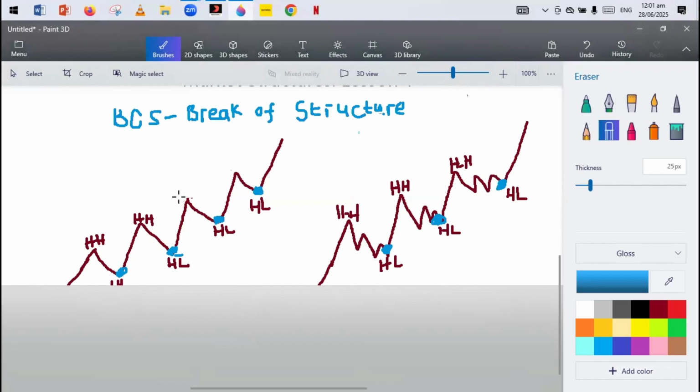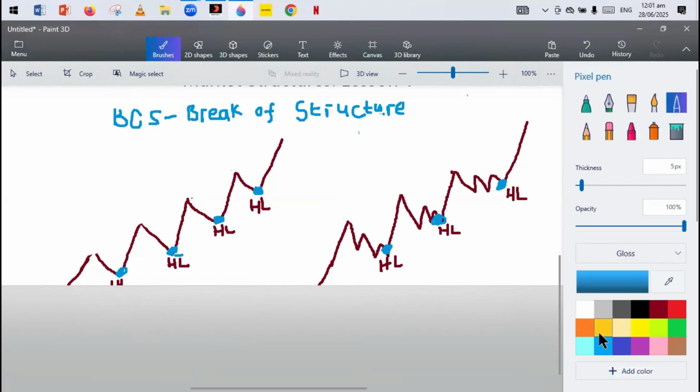And then you now have to mark the break of structures. So this is where our strategy is built upon. Marking of break of structures. So you are in an uptrend as long as price is breaking these highs. This is what we call the break of structure.